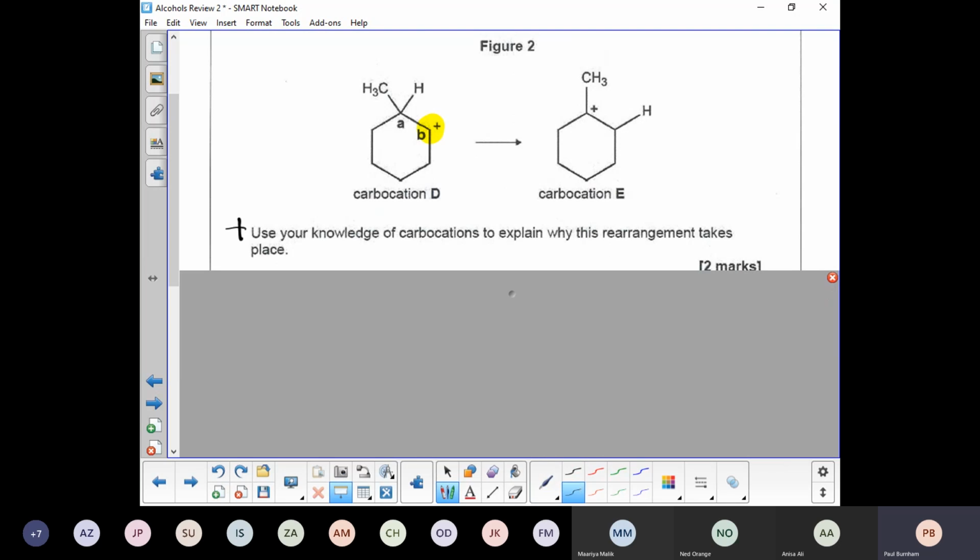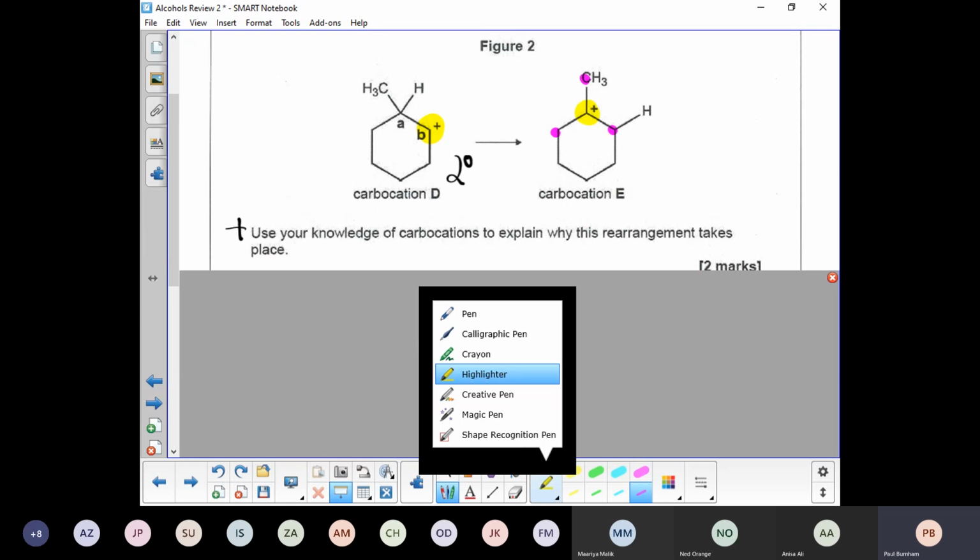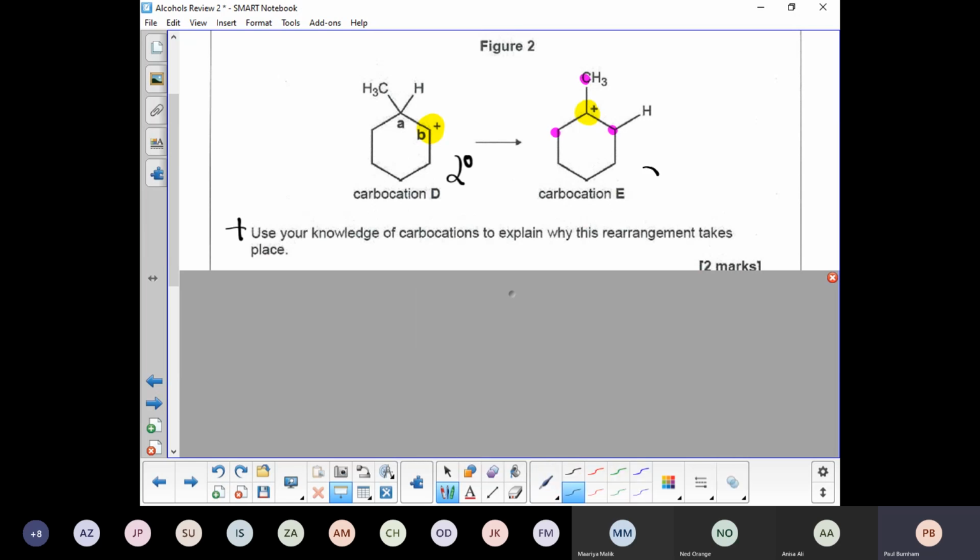Are they primary, secondary, or tertiary? In this case, we have a secondary carbocation. There are two other carbon atoms bonded to the carbon with the positive charge. Whereas when I look at carbocation E and focus in again on that positively charged carbon, this time it's bonded to three carbons. I've got the carbons either side, here they are in purple, and the one at the top. That gives me a tertiary carbocation.